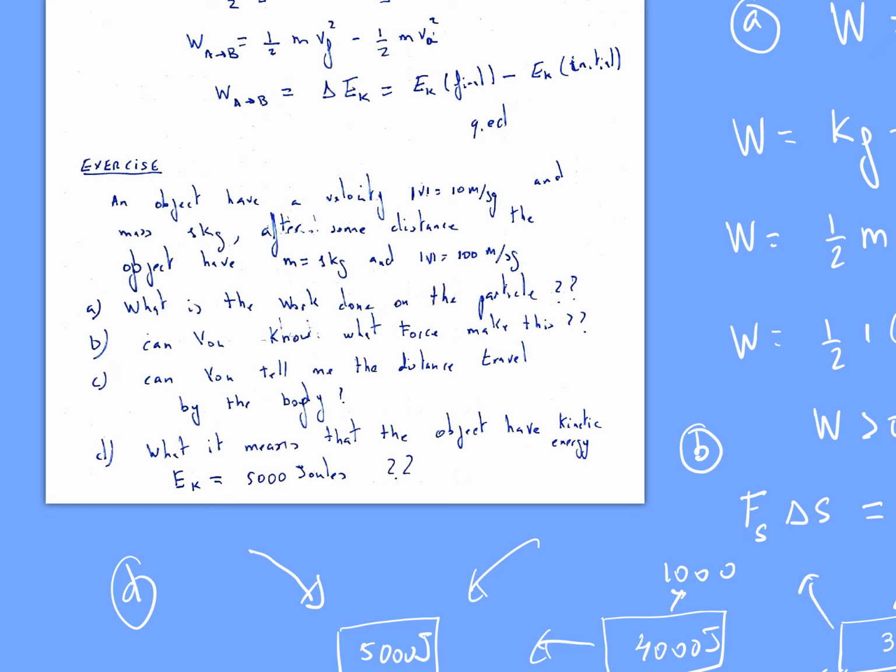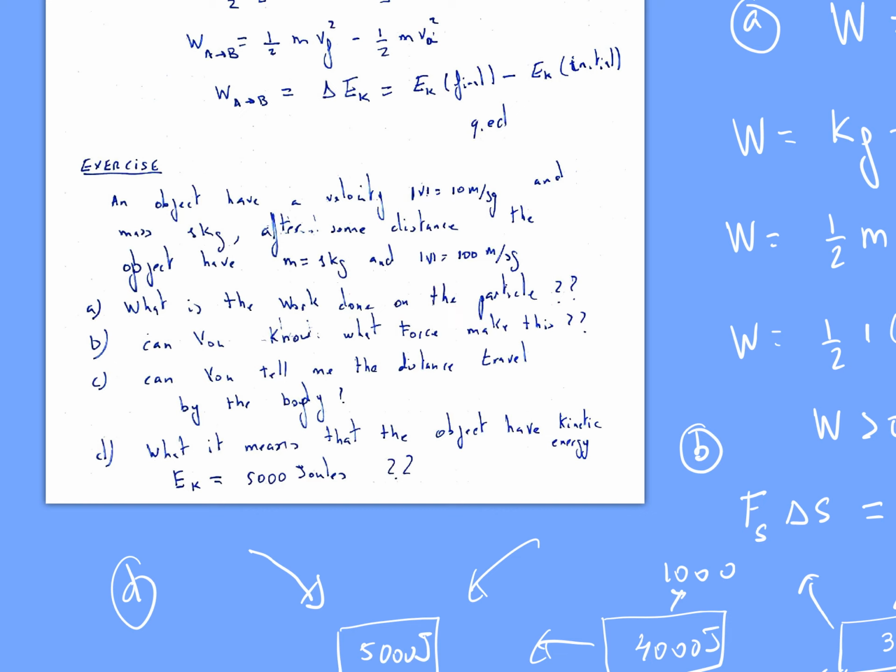After some distance, not some time. In work we think about the distance displaced, not about the time elapsed. Of course there is time elapsed, but we think about the distance displaced. So after some distance, the velocity increases, so the kinetic energy increases. So the change in the kinetic energy is positive. Because the work is the change in the kinetic energy, what is the work done on the particle? The change in the kinetic energy.